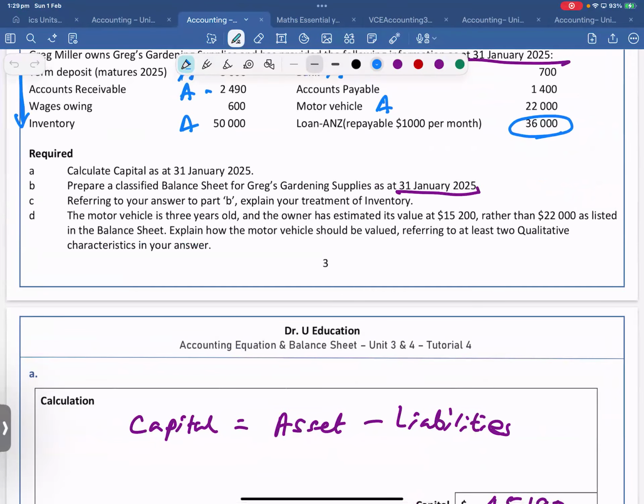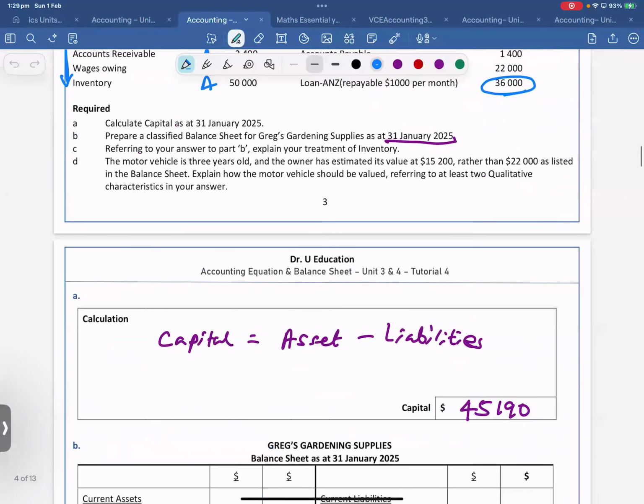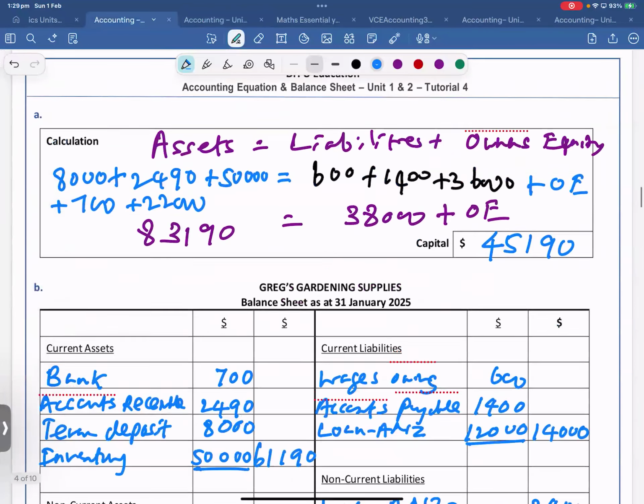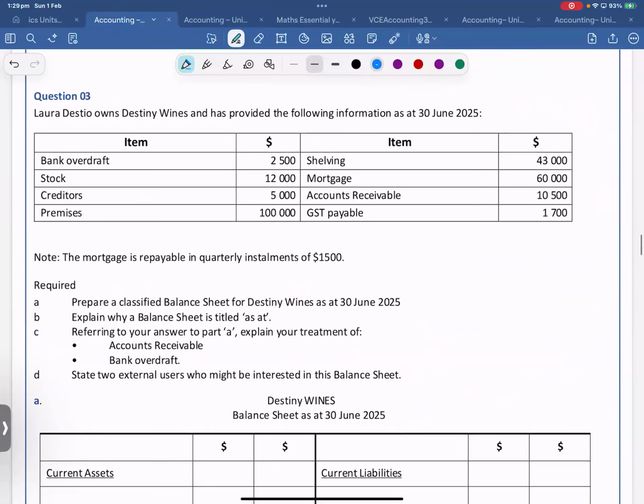How do you find? Easy, yes? It's done. No, it's easy, yes? Very straightforward, isn't it? Right. Then, next one. You happy to do the next question? I'll give you 5 minutes to do the balance sheet, Tanisha.